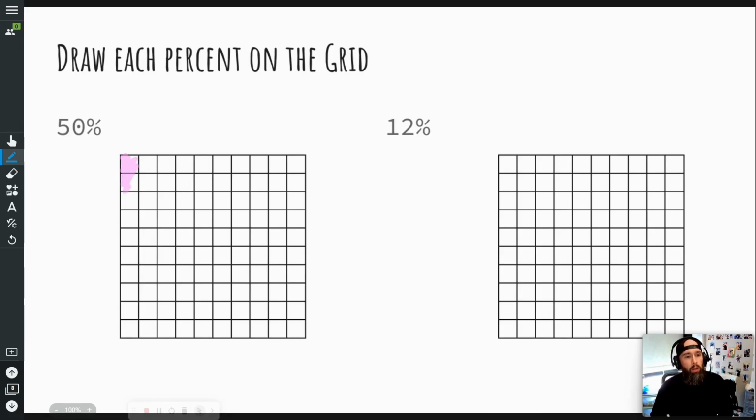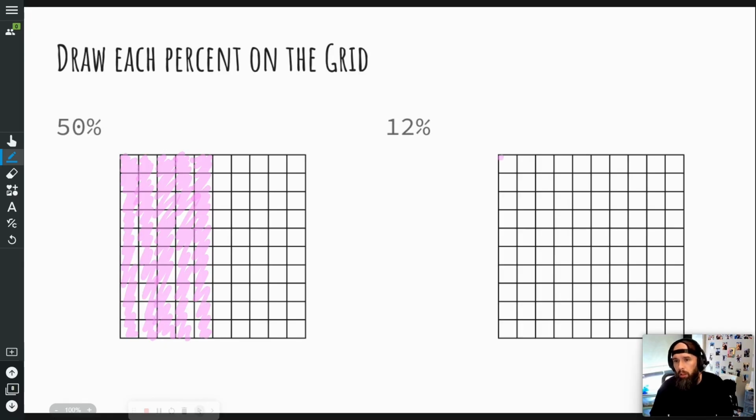So here's me shading a column of 10, a column of 20, a column of 30, a column of 40, a column of 50, and that should do it. So 50%, you'll notice half, literally half, of those squares are shaded. So 50% actually means half. How about that? What about 12%?